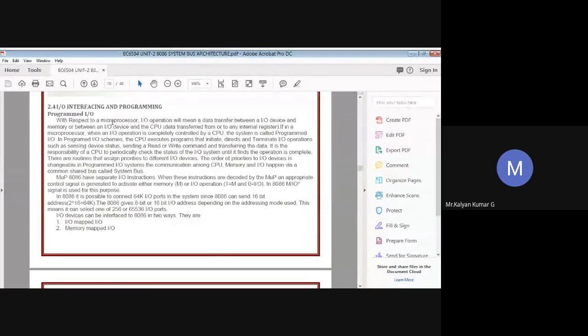DMA. DMA is used for what? Large block data transfer between your IO device and memory. Examples for DMA include the CRT controller, floppy disk, hard disk, high speed printer lines. All these are a few examples of your DMA controller.